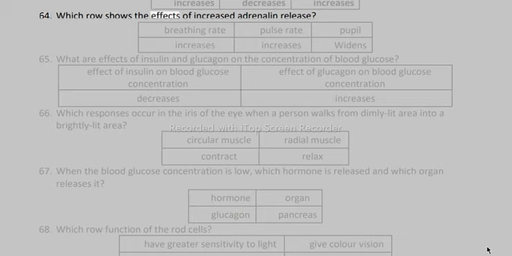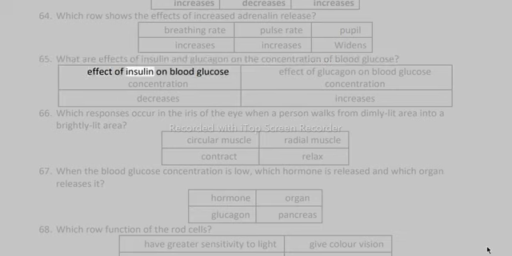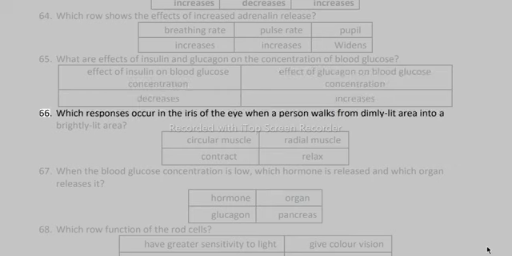64. Which row shows the effects of increased adrenaline release? Breathing rate, pulse rate, pupil: increases, increases, widens. 65. What are the effects of insulin and glucagon on the concentration of blood glucose? Insulin decreases blood glucose concentration, glucagon increases it.